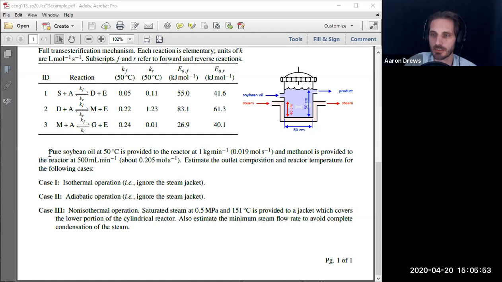We've got a problem statement here. So we're just feeding some pure soybean oil, which actually, a very similar process would happen if you wanted to use waste oil from a restaurant or something like that. The general idea would be the same. You would provide the oil, you would provide the alcohol. So we're using methanol here.